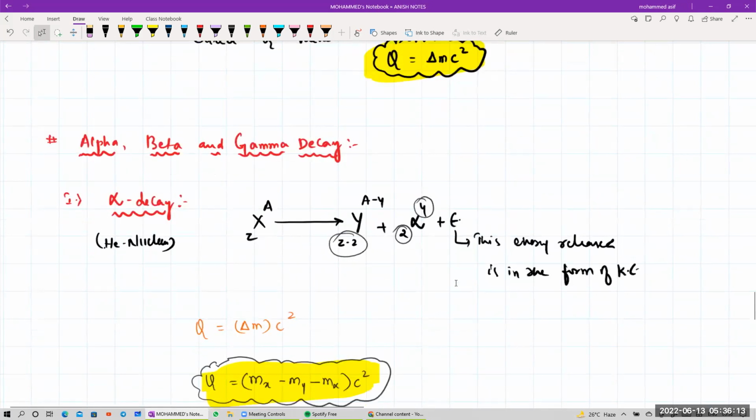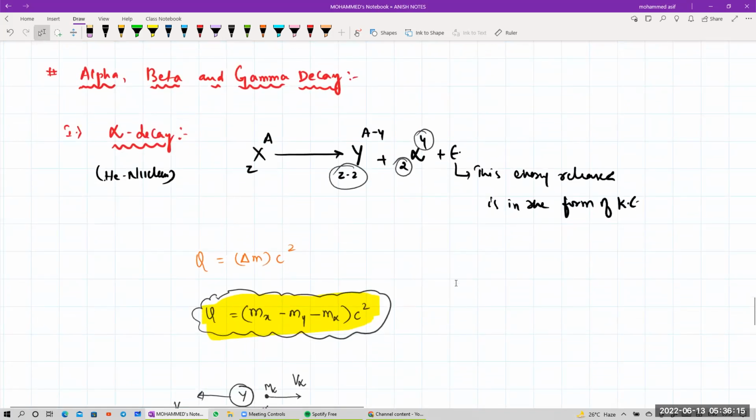Then I told you about alpha, beta, and gamma. We just started with alpha decay. Alpha decay is nothing but a helium nucleus, beta. An element X with atomic number Z and mass number A will decay into a daughter nucleus, and whenever there is an alpha decay in this one, beta, let's see, I'm writing here.